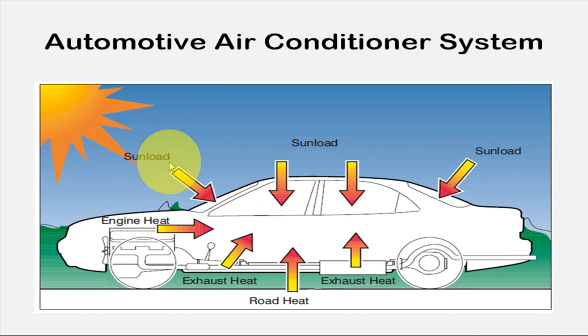Heat comes through sun load, meaning sun rays falling over this car. So through sun rays heat will come inside the cabin. Then engine heat will come inside the cabin. The exhaust heat will come inside the cabin. Then heat from the road will enter inside this car. So this is about the heating load in the car.